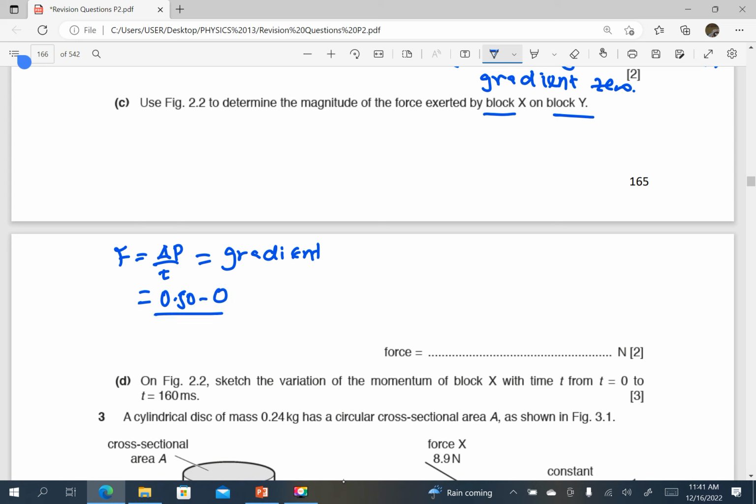So I'll just say 0.5 minus 0 over the time interval, which is 40 times 10 to the power negative 3, because it was in milliseconds. And when I press my calculator, 0.5 divided by 40 exponent negative 3. So this gives me 12.5. Remember, force is the rate of change of momentum, which in this case is the gradient.